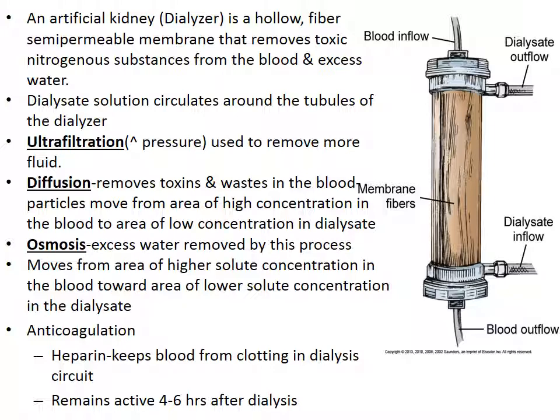water pressures. Ultrafiltration is an increased pressure that's used to remove more fluid. Diffusion removes toxins and waste particles from an area of high concentration in the blood to an area of low concentration in the dialysate. And osmosis allows the excess water to be removed by moving from an area of higher solute concentration in the blood toward an area of lower solute concentration in the dialysate.